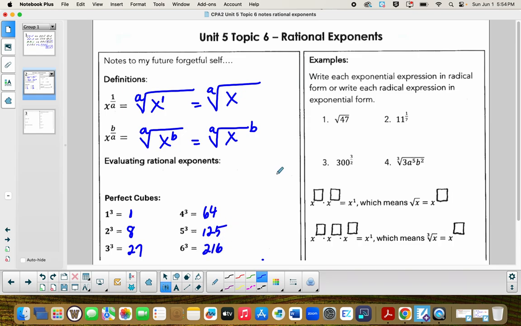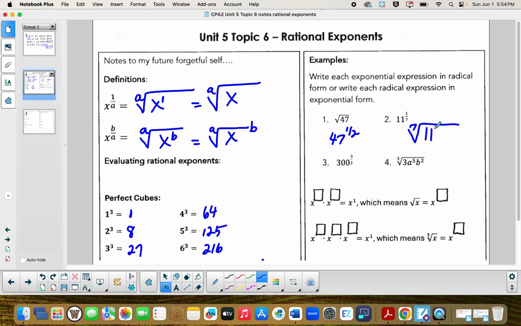And then over here, when we're doing some examples of evaluating, this first part is actually just asking you to rewrite it in the other form. So this is given in radical form, so we're going to rewrite it as a rational exponent. Since it's the square root, that's the same as 47 to the 1/2 power. The second one is 11 to the 1/7. Again, the denominator is the root, so that changes it to the 7th root of 11.